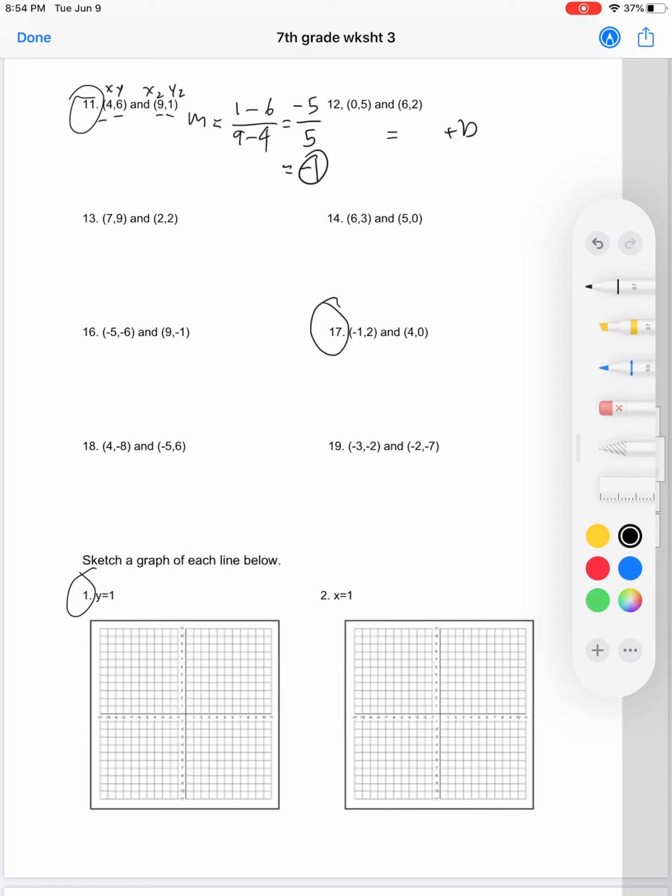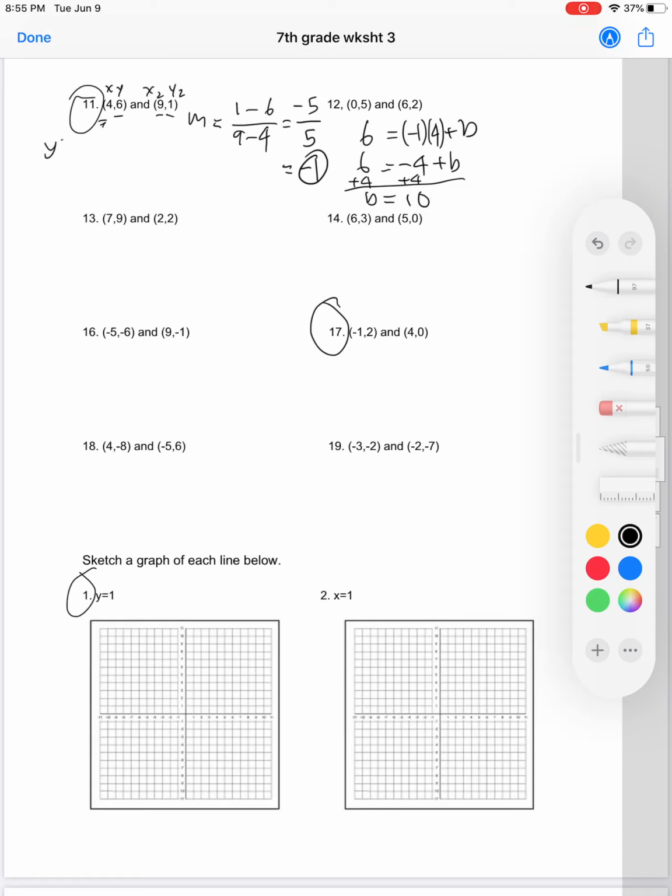Now, you can use any point. You can use the first point or the second point. It doesn't really matter. Negative 1 times 4, the first point, equals 6. Negative 4 plus b equals 6. So b equals 10, because plus 4 on both sides, you get b equals 10.